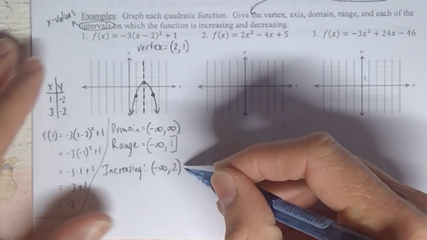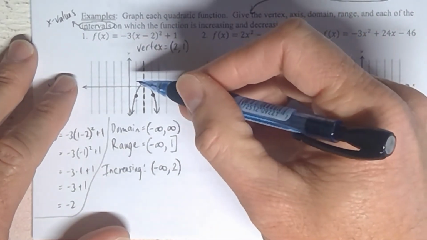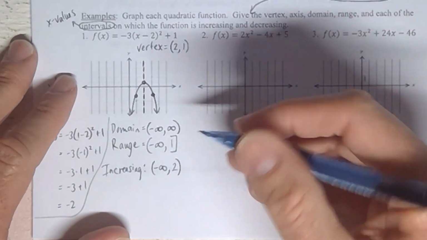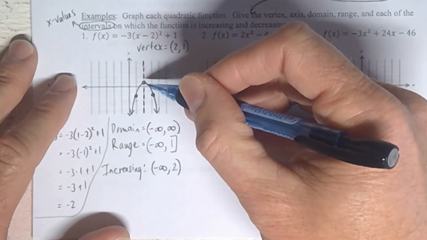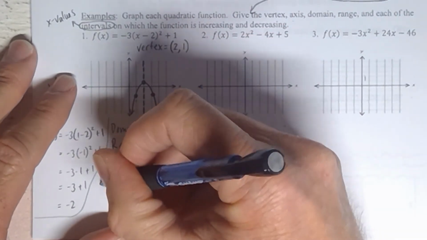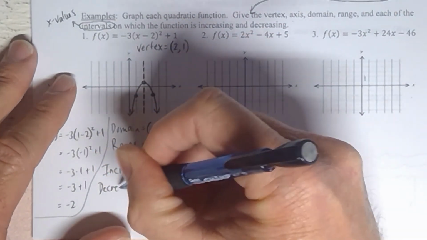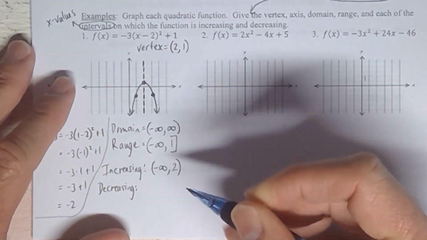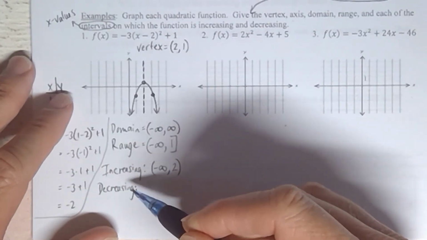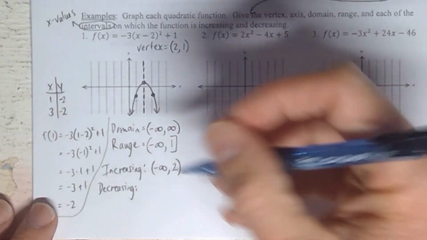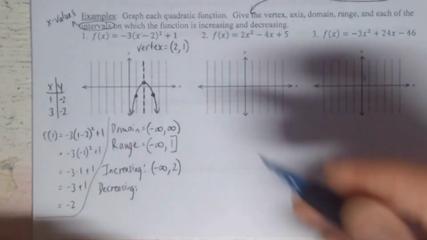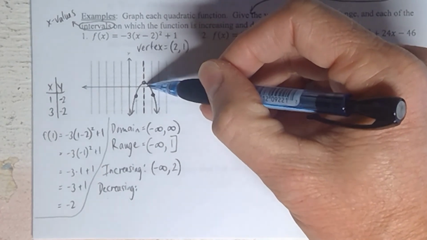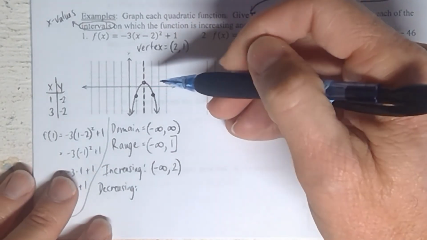So we go like this. Put a round bracket right there, because right at 2, you guys, that's not included due to the fact that that's where it turns. So you should never have any square brackets on these increasing, decreasing parts, because the vertex, which is where it's going to change from increasing to decreasing, is always just where it's turning. So there's neither increasing or decreasing going on there.